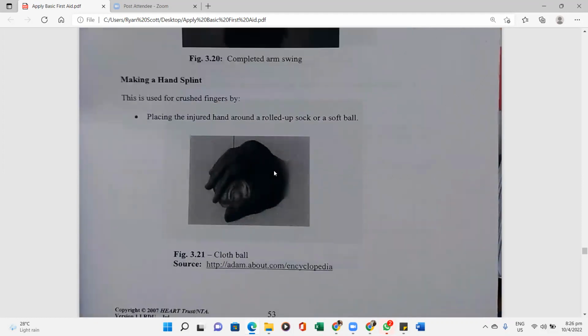So you're making a hand splint. This is used for crushed fingers. So what happened, you want to protect the fingers, right? So you put a rolled up sock or a soft ball in the hand, and put the fingers over the soft ball, right? And then you're going to wrap the fingers and the hand over the soft ball. So scroll down.